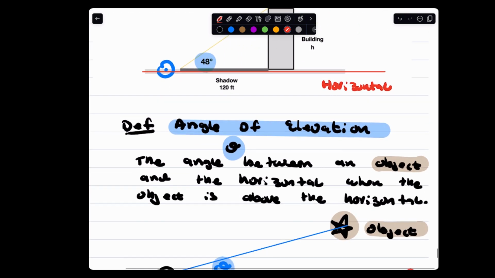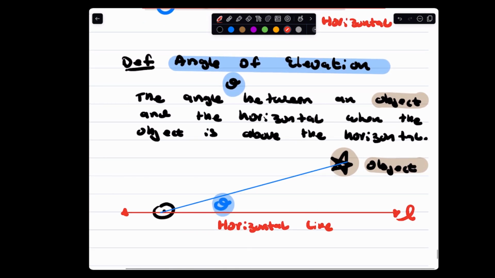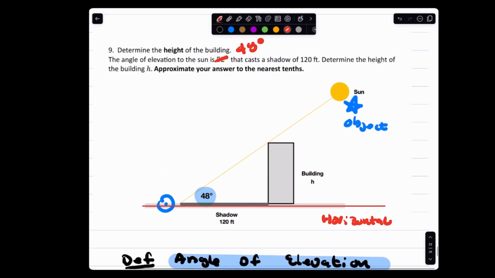So it's following the definition of an angle of elevation, okay? But what do they say? This is actually phrased really wrong and bad. I got to apologize, you guys. I'm going to correct it when I go back to my office later in office hours. It's actually fine. The angle of elevation is 48 degrees and casts a shadow of 120 feet. Determine the height of a building.